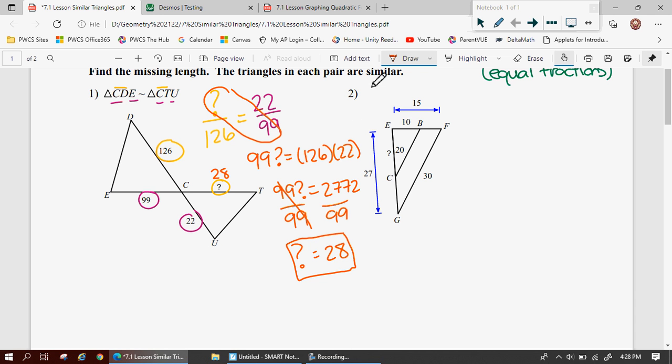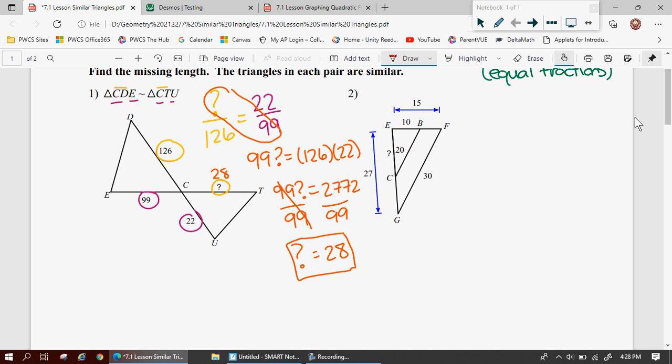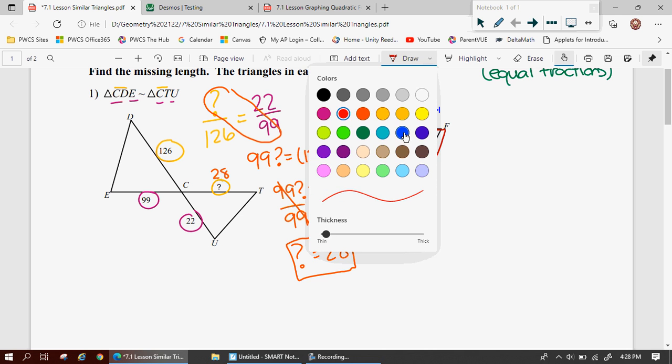So I'm going to do a couple. Sometimes we don't need to know the triangles are similar. I'm telling you they're similar. We don't need to know the names. If I look at these two triangles, there's two here. I have a big one, and then I have the smaller one.